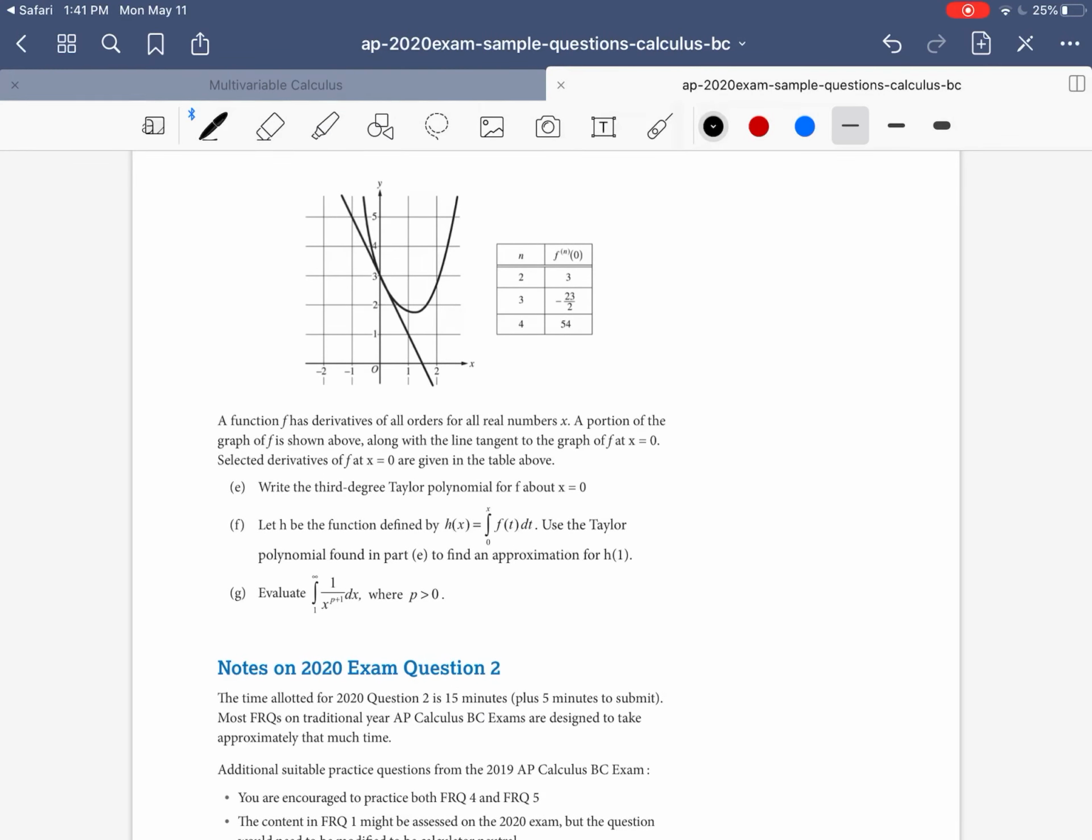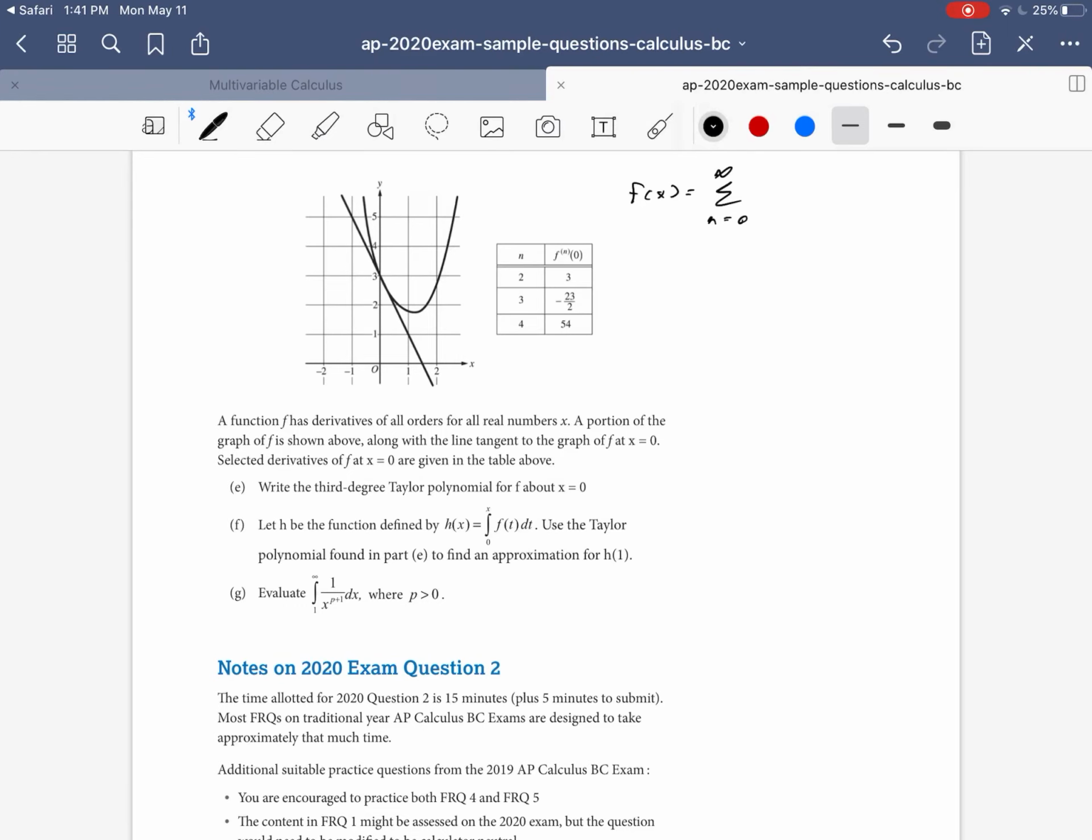Oops, I meant to get the eraser there. Okay, now we're going to move on to E through G, and this is all in 25 minutes. Okay, a portion of this graph here is shown. I want the third degree Taylor polynomial for f about 0.